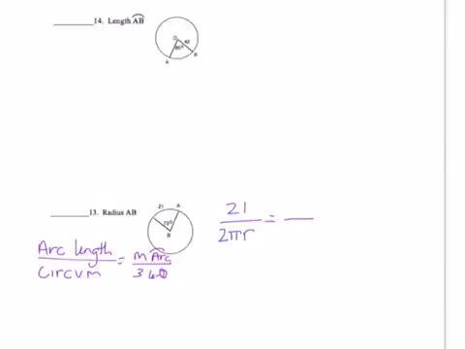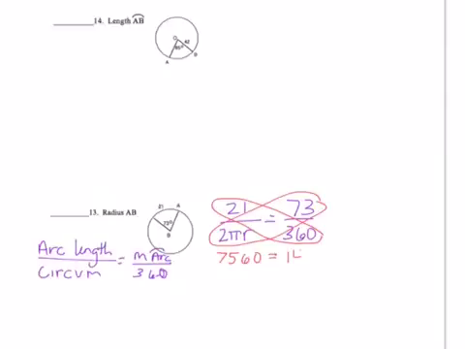And then on this side of the equation, I'm doing my measures. So I have to do the part of the measure over the whole measure. So it's going to be 73 over 360. When I do this, I cross multiply. I take these two and multiply them together, and I get 7,560 equals, and then when I multiply these two together, I get 146 pi r. I don't multiply out the pi because that makes it a messy number, so I keep it as pi.